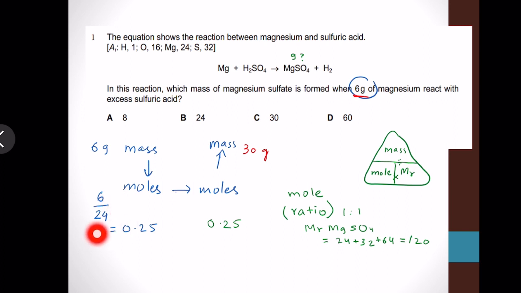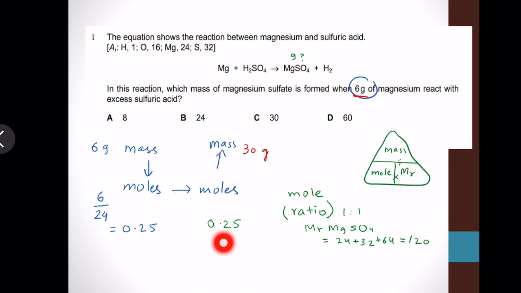Mass divided by molar mass. Molar mass of magnesium is 24. And after that you go back to the equation and check the ratio between magnesium, which is given, and magnesium sulfate, which is going to be calculated. You see both of them are 1 mole. So the ratio is 1:1. It means the same number of moles will produce the same number of moles. Moles of magnesium and moles of magnesium sulfate will be the same.